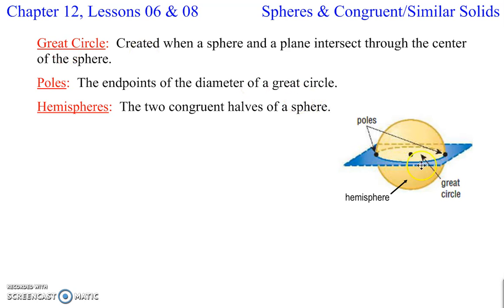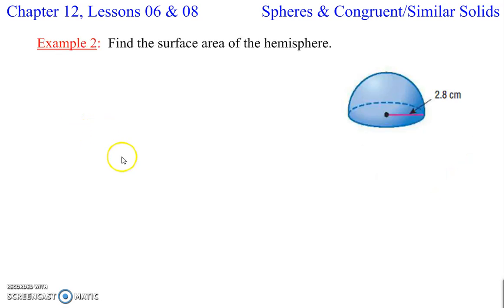A great circle, notice that plane goes through the center right here. The poles are the ends where the diameter meets the outside of the sphere. And the hemispheres are the 2 congruent halves. Hemisphere is a half of a sphere.